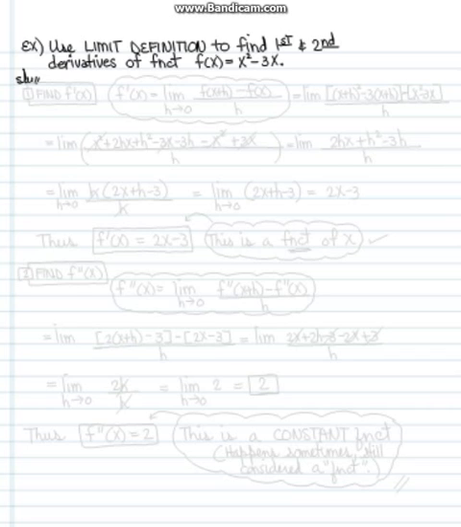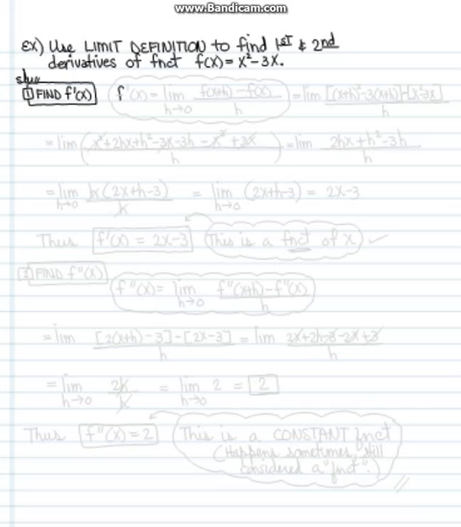Okay, now we're going to have some fun. Now we're going to use the limit definition to find the first and the second derivative of a function f of x equals x squared minus 3x. We'll do this in two steps. We start with step number one, find f prime of x.